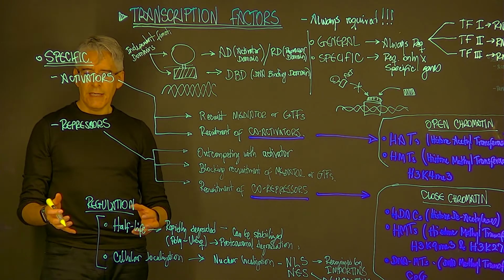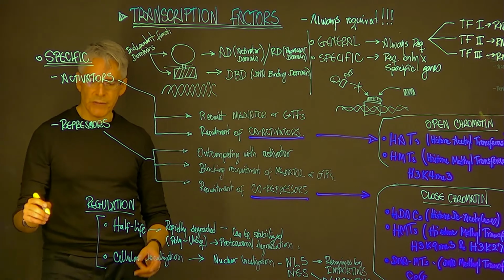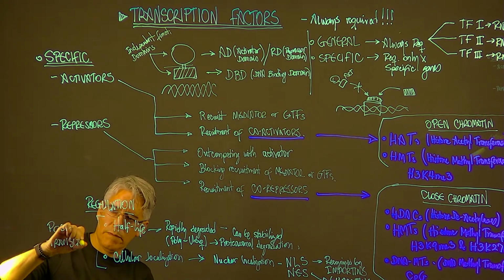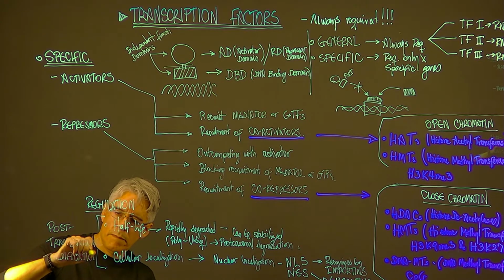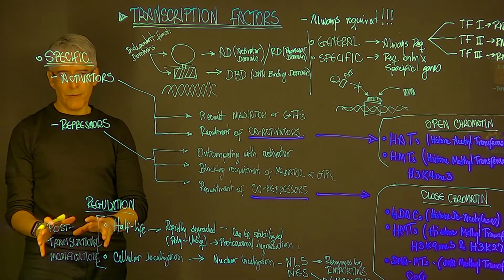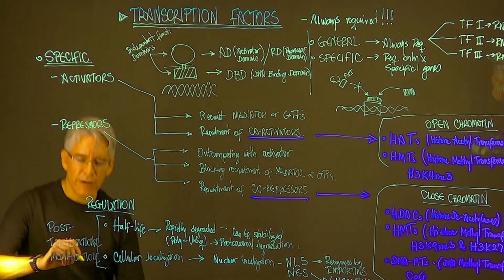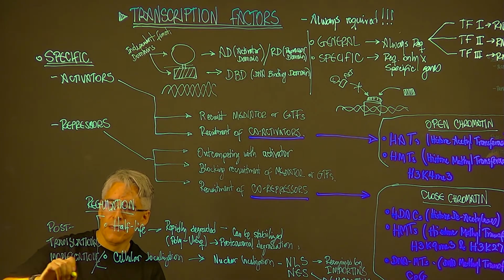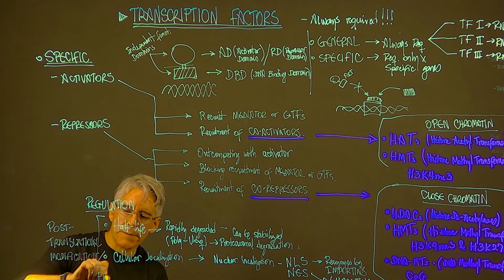The final level of regulation, and it is one that actually affects the other two levels of regulation, is post-translational modifications. And I'm going to add to that interactions with other proteins, or protein-protein interactions.